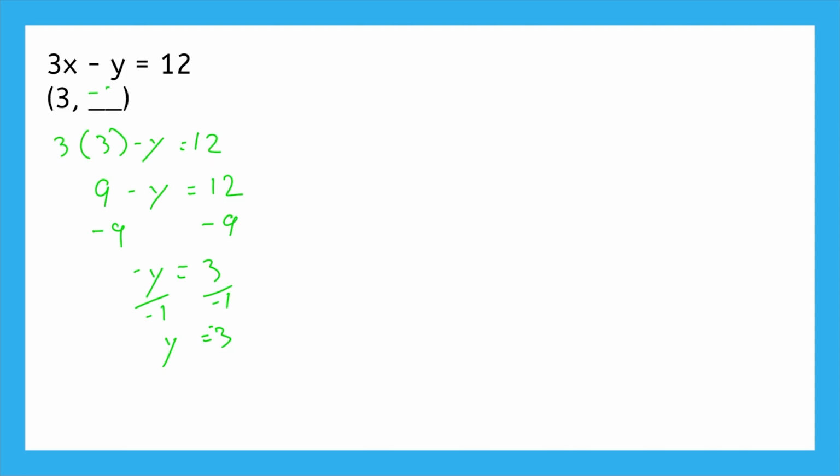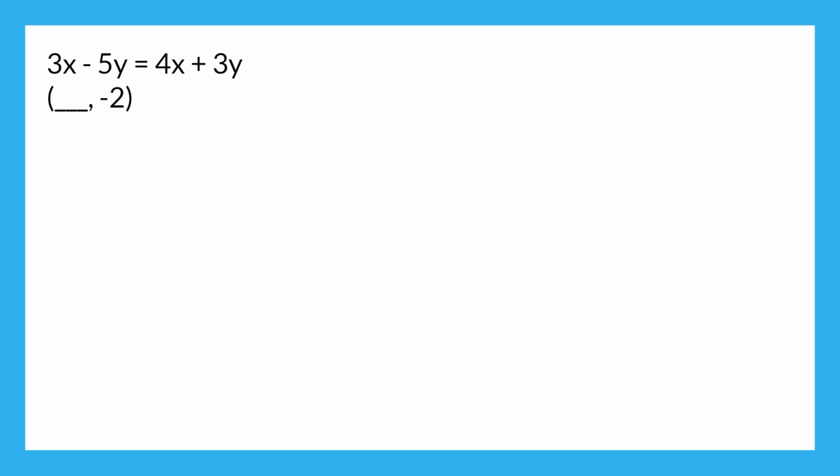Let's check our answer. If x is 3 and y is negative 3, then on the left side, 3 times 3 is 9, minus negative 3 is like saying plus 3, so we get 12. 12 equals 12 tells us that our solution is correct.